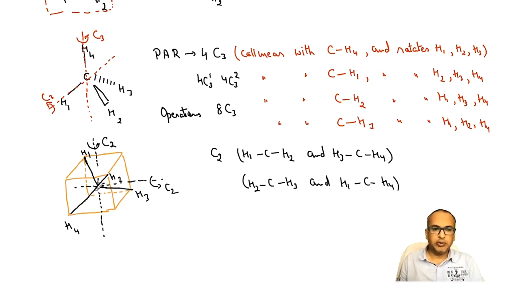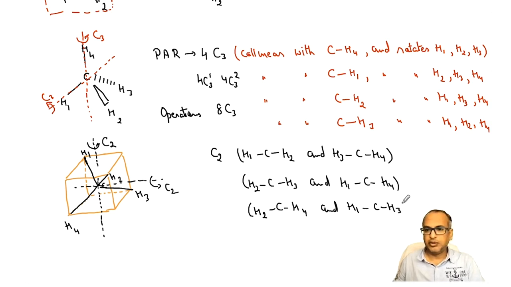Now there would be one C2 which is going from the center of the front plane to the center of the back plane, passing through the carbon atom. So that will be bisecting the H2CH4 angle and the H1CH3 angle. Now if you carefully notice, all six carbon hydrogen angles have been listed here, so that means there is no other possibility of listing another C2.